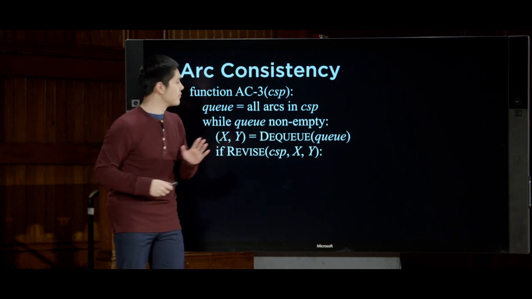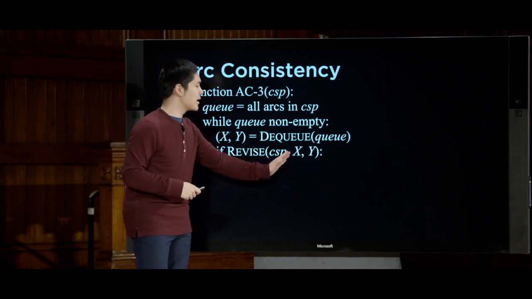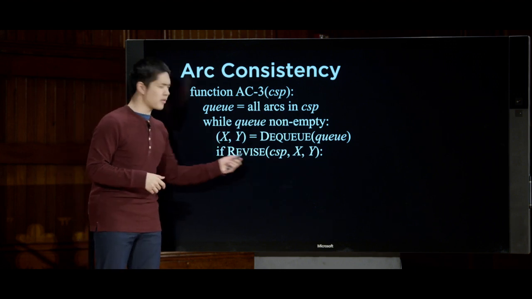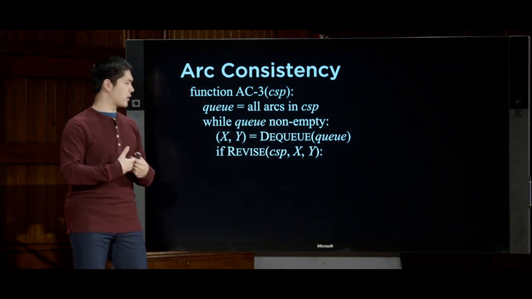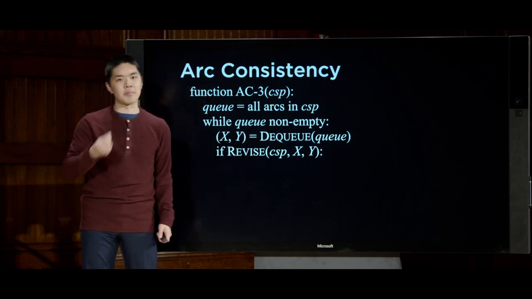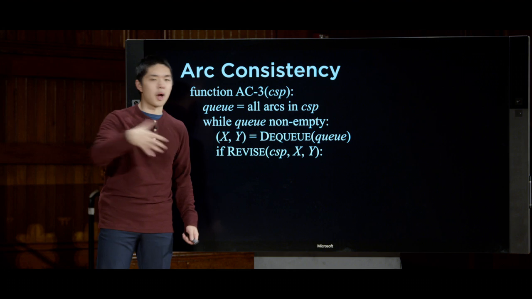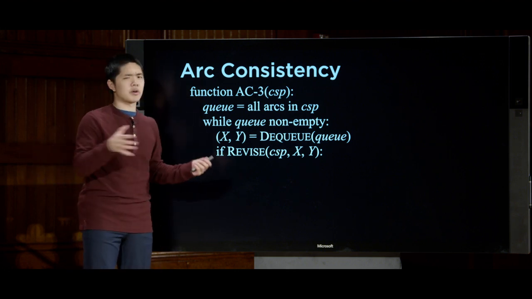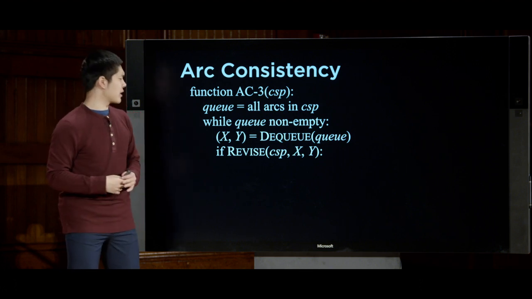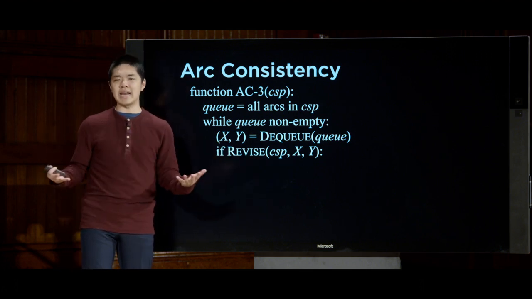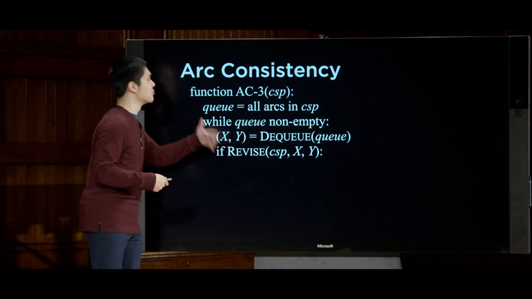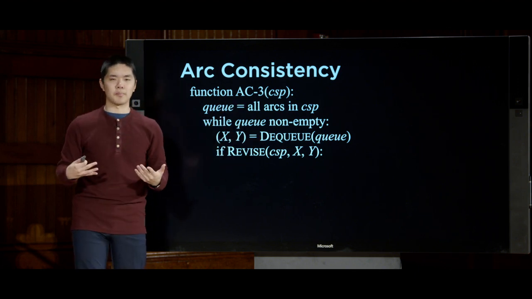In other words, remove any values from x's domain that don't leave an available option for y. And recall, what does revise return? It returns true if we actually made a change, if we removed something from x's domain because there wasn't an available option for y, for example. And it returns false if we didn't make any change to x's domain at all. If revise returns false, if we didn't make any changes, then there's not a whole lot more work to be done for this arc. We can just move ahead to the next arc in the queue.